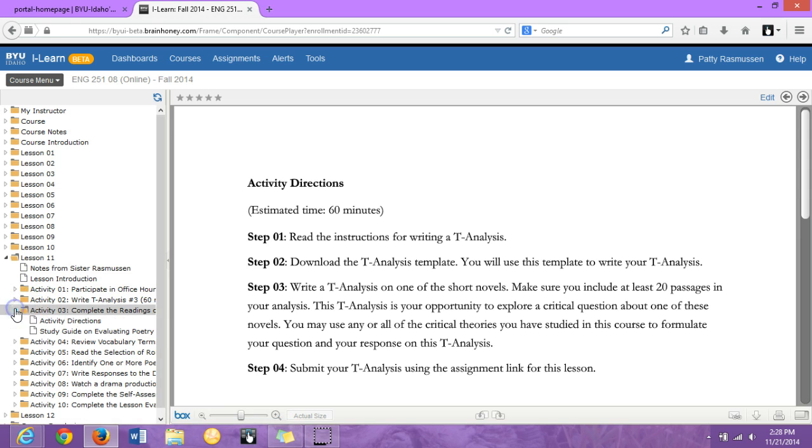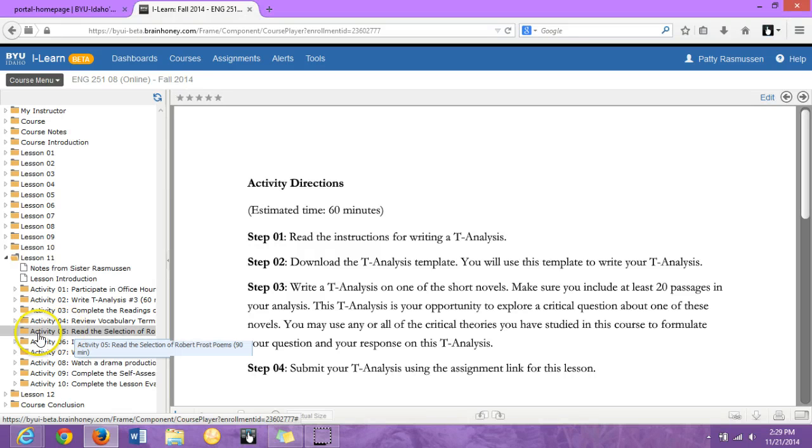You are going to have a reading on evaluating poetry. Then you're going to start reviewing your vocabulary terms. The final that you will take on these vocab terms doesn't happen until the course conclusion. So you've got a couple weeks to start studying these terms and reviewing them because they're all things that we've worked with so far.